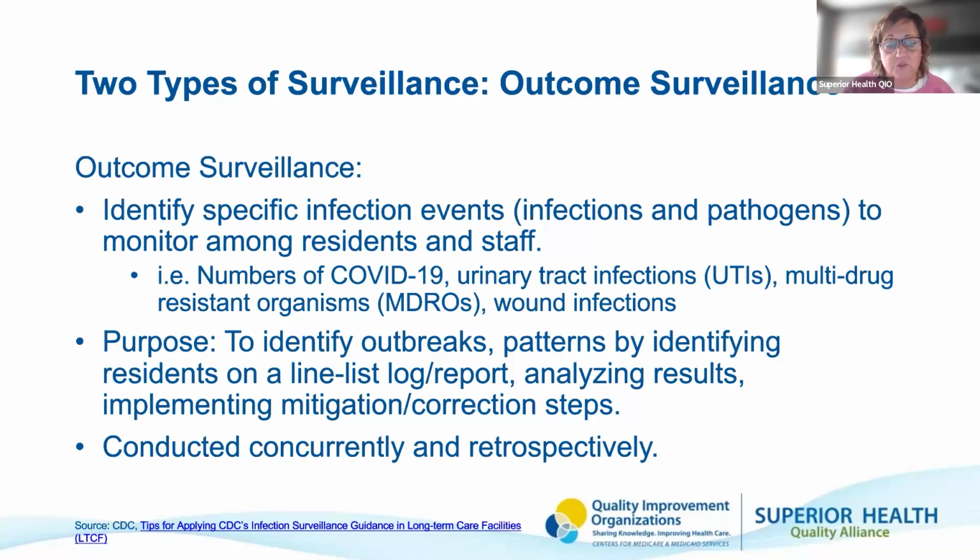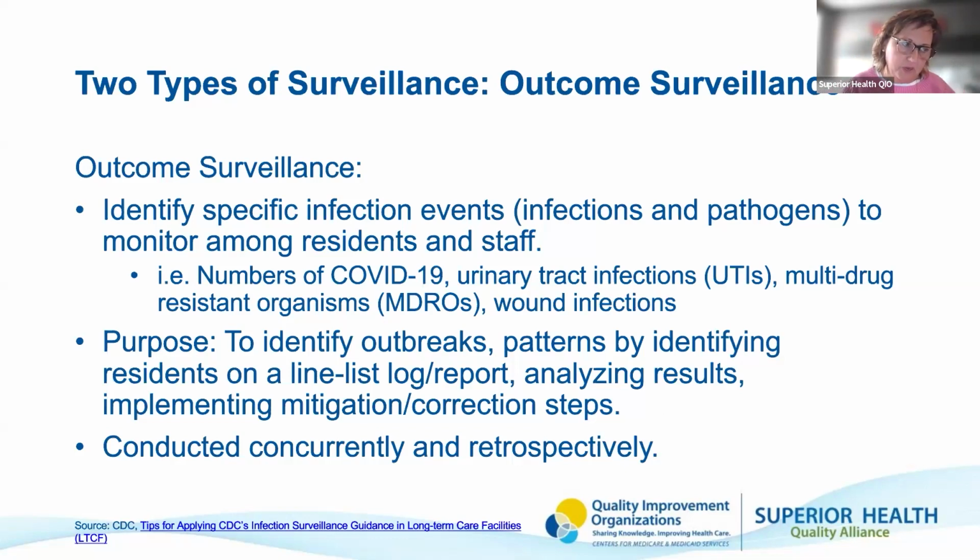We look at the results, we look at common factors, common denominators, and it helps us implement mitigation and corrective steps. And perhaps if we identify patterns or clusters, we're able to mitigate it at a very close level to stop the flow or the spread of that potential infection or outbreak. And it's conducted concurrently and retrospectively. So we do look at this event, so it's ongoing data, and we also look at it for past events.